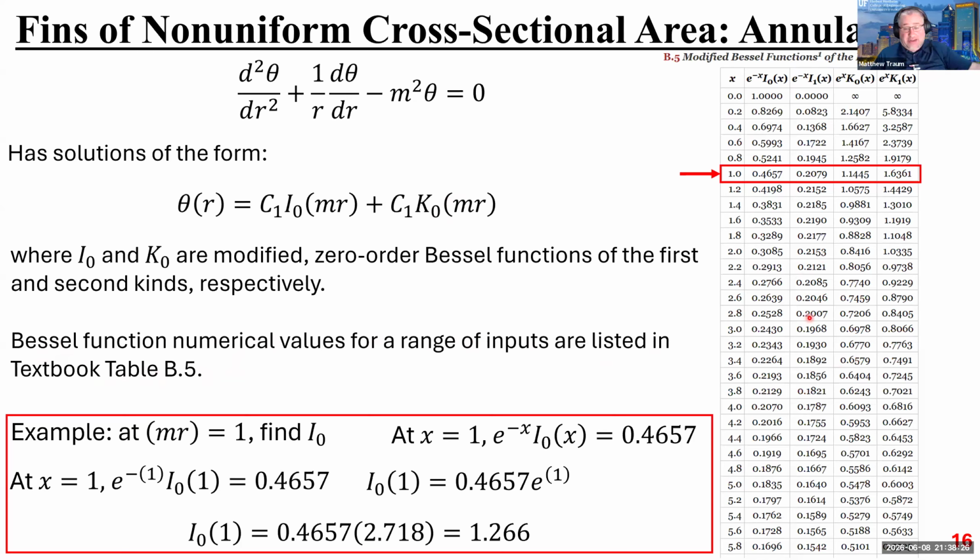Now, in 2026, in a world of AI, I checked. AI knows what a Bessel function is. You could say, hey, AI, I want the modified zero order Bessel function of this, and it'll say, I know what that is, and it'll just pop it out, right? But back in my day, when we walked uphill in the snow both ways to school, we didn't have AI and we had tables, right?